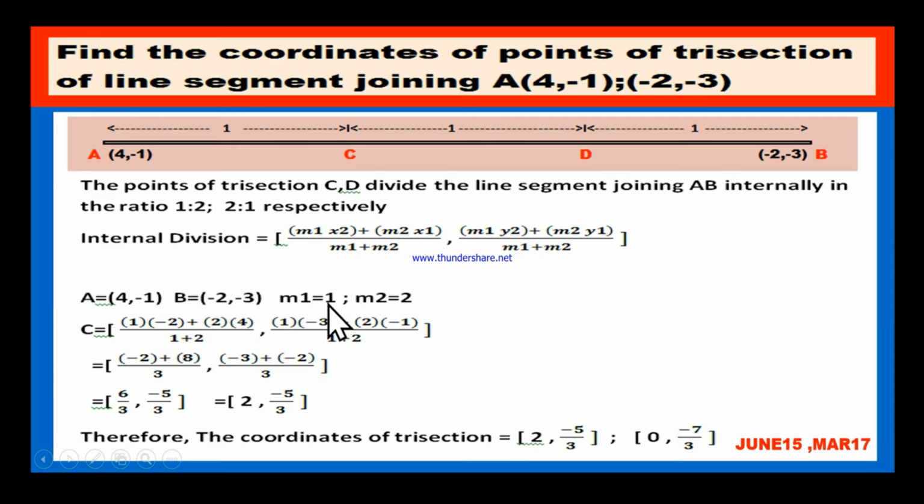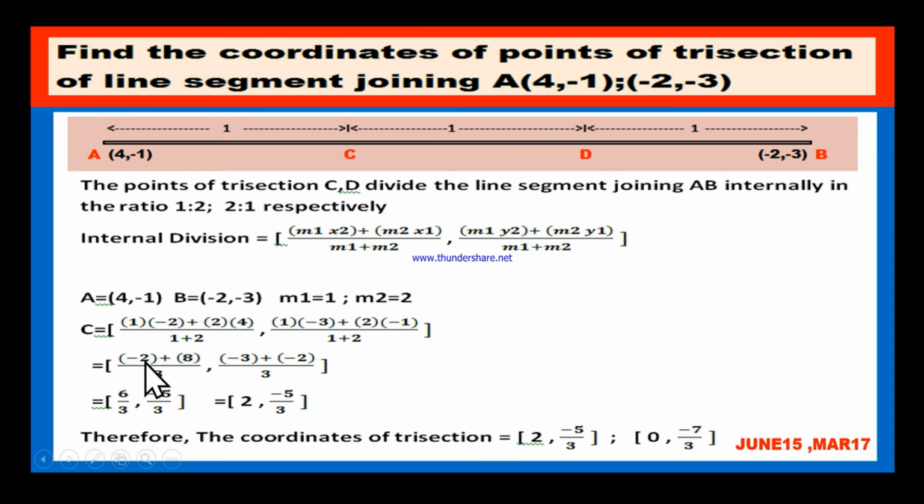m1 x2, m1 is 1 into x2 is minus 2, 1 into minus 2, plus m2 x1, m2 is 2 into x1 is 4, 2 into 4, divided by m1 plus m2, 1 plus 2. Similarly, y coordinate: m1 y2, m1 is 1 into y2 is minus 3, 1 into minus 3, plus m2 y1, m2 is 2 into y1 is minus 1, 2 into minus 1, divided by m1 plus m2, 1 plus 2. You see, now let us simplify this.